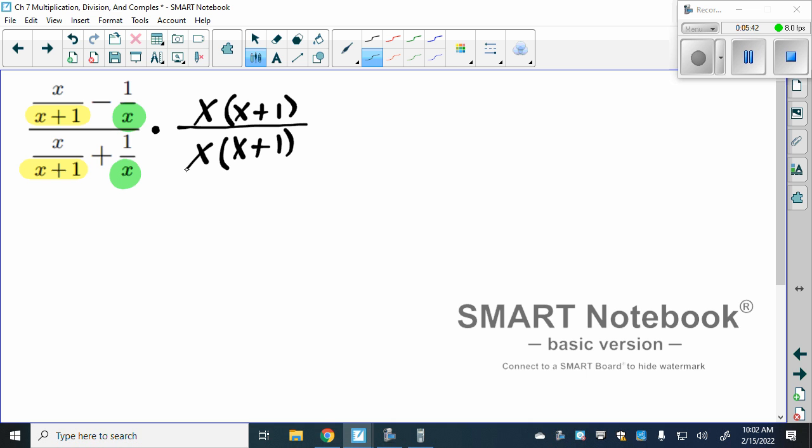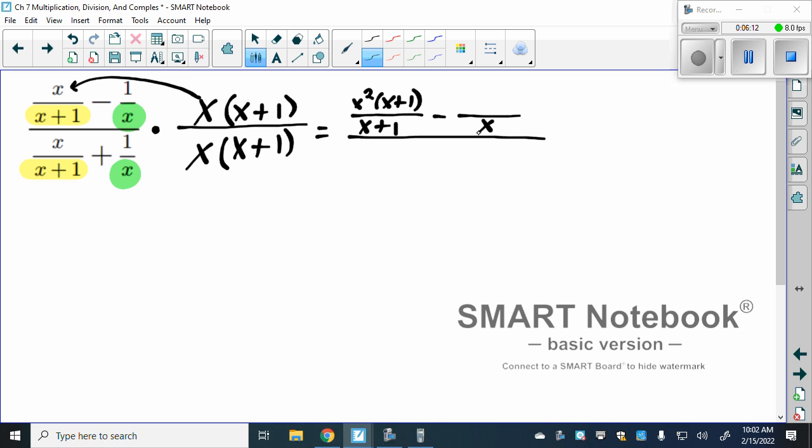So the least common denominator for this here would be x times x plus 1. And again, we're going to multiply the numerators by this. So the first one, x times x plus 1 times, well, our x times x is x squared times x plus 1 minus x. Well, we're going to have 1 times x plus 1, which will just be x times x plus 1.